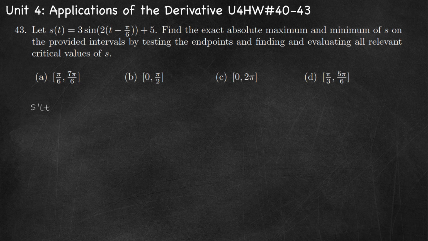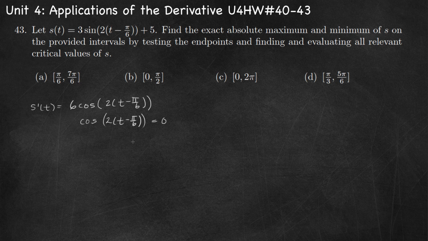S prime is equal to 3 times the cosine of 2 times t minus pi over 6 times the derivative of 2 times t minus pi over 6, which is 2. So instead of writing times 2 at the end, let's multiply the 2 by the 3 in front to get 6. And then the derivative of the plus 5 is just 0. So where does this equal 0? Well, this equals 0 wherever cosine of 2 times t minus pi over 6 is 0.